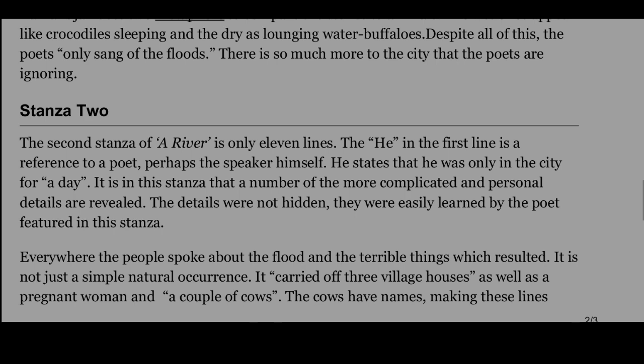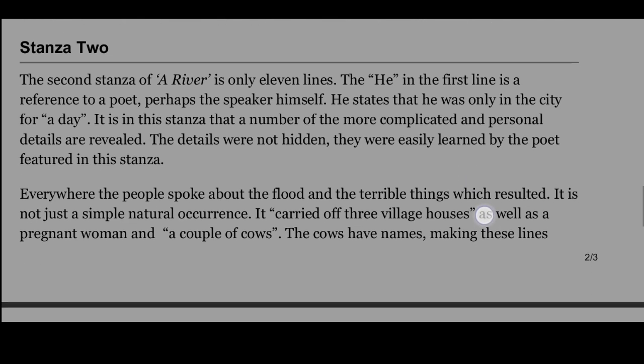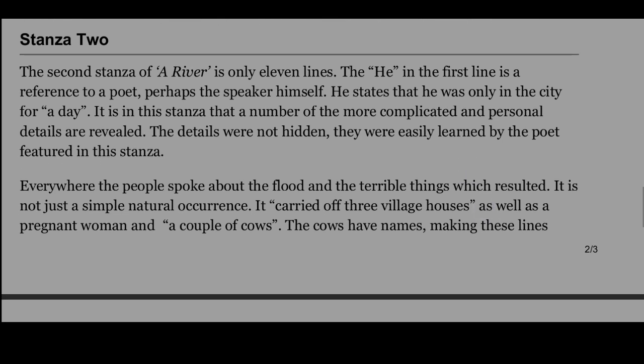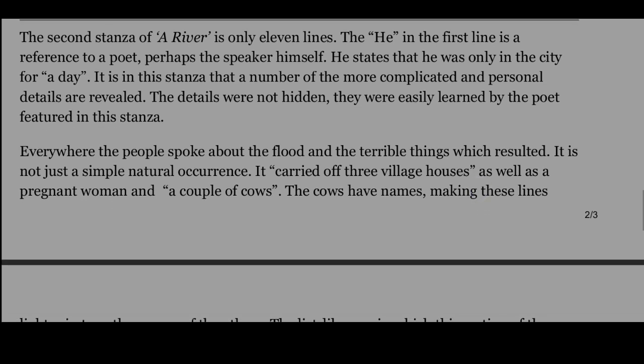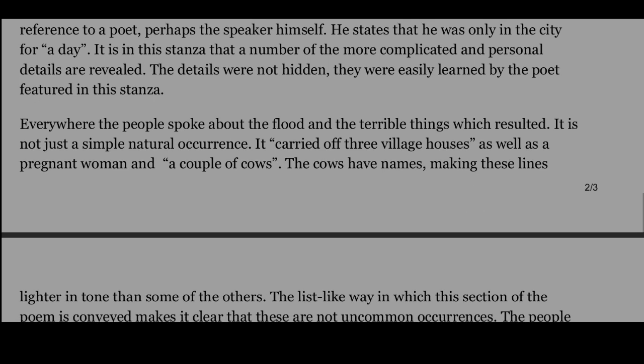Despite all of this, the poets only sang of the floods. There is so much more to the city that the poets are ignoring. Stanza 2, the second stanza of A River, is only 11 lines. The he in the first line is a reference to a poet, perhaps the speaker himself.